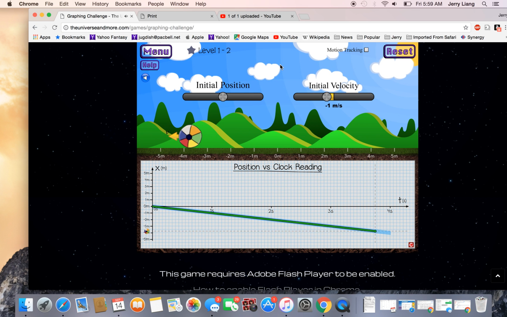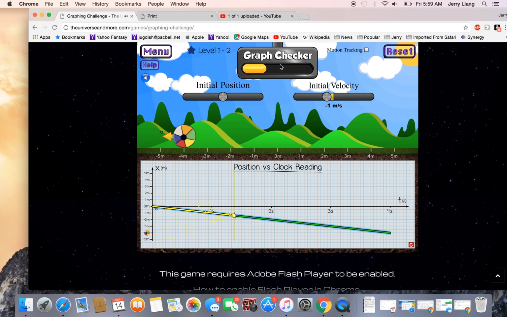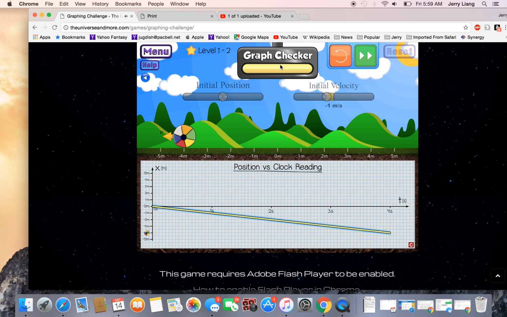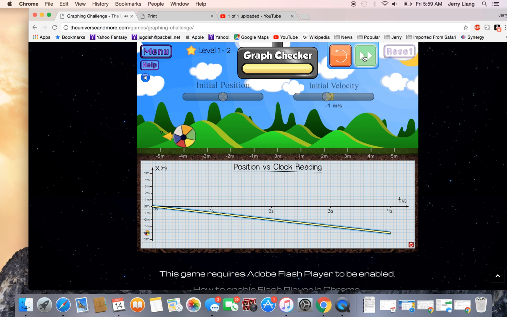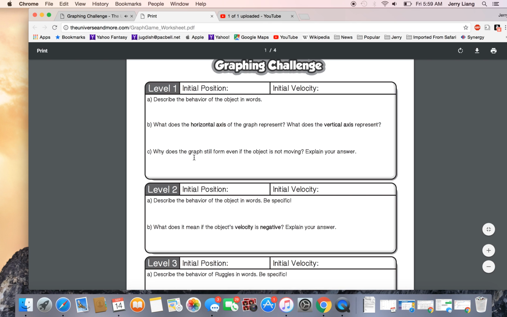And look at that ball roll. And bam, it stops. And guess what? Winner, winner, chicken dinner. I have moved on to the next level. And so I can click right there. And that's what you will do to finish this activity.